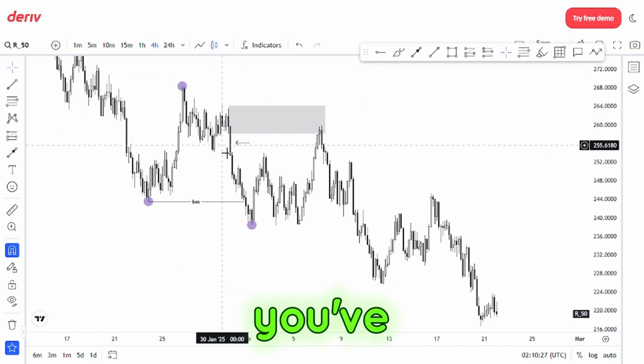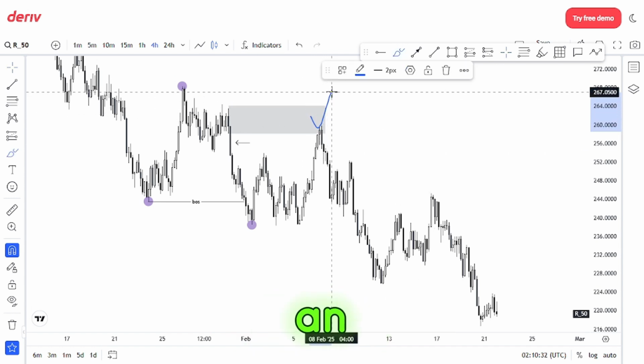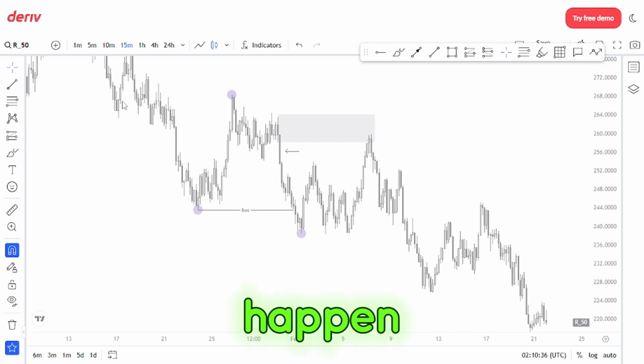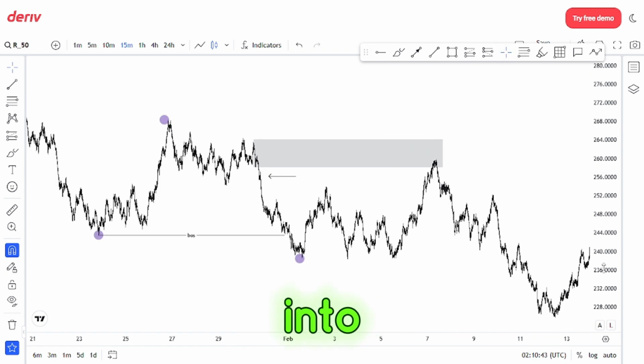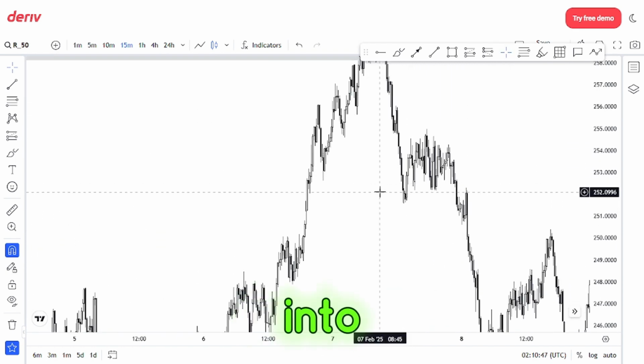Just because you've analyzed on the 4-hour, you know that the market is pushing down. This is just an example, but already you'll get to understand what's going to happen when you are looking at the lower time frame, because we need to wait for the price action to tap into areas of value. So let's say here we tapped into an area of value.